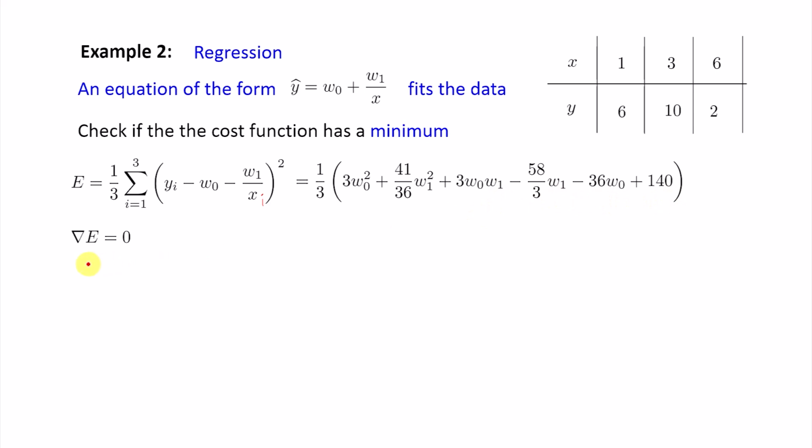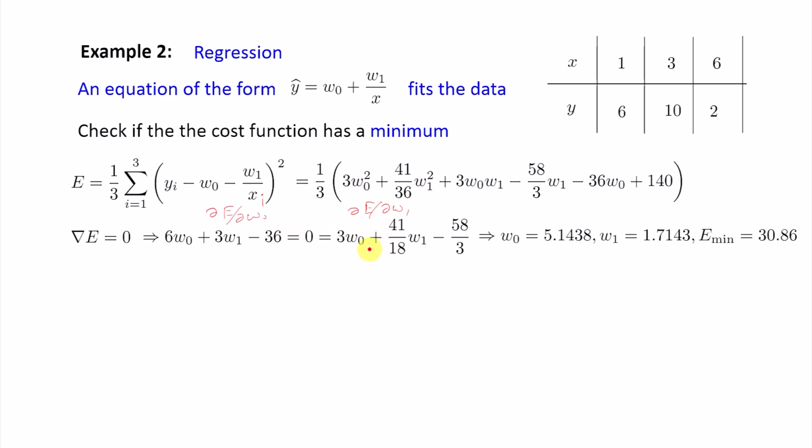Now if I set this gradient to be 0, it will give me two equations. The two equations are coming from ∂E/∂w0 and ∂E/∂w1 to be 0. From these two equations, if I solve, I get w0 is 5.14, w1 is 1.71, and the value of E at this particular point is 30.86. Hopefully this is a minimum, but we have to check if it is a minimum at all.